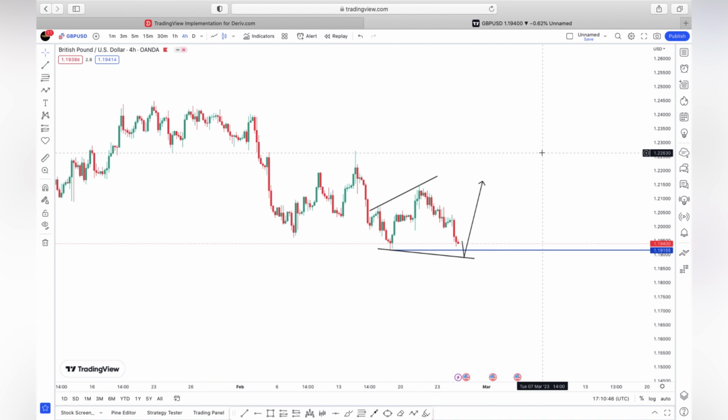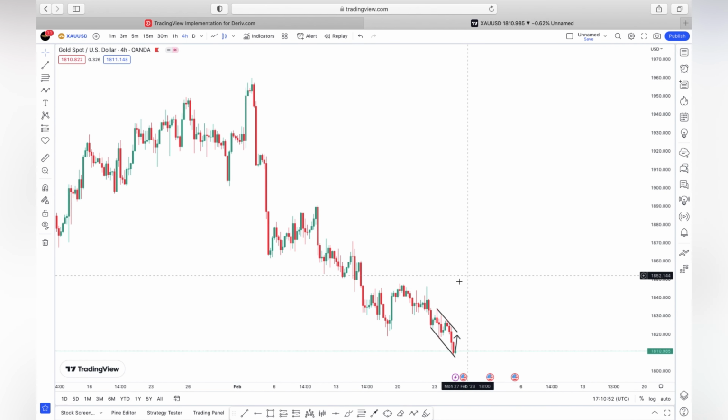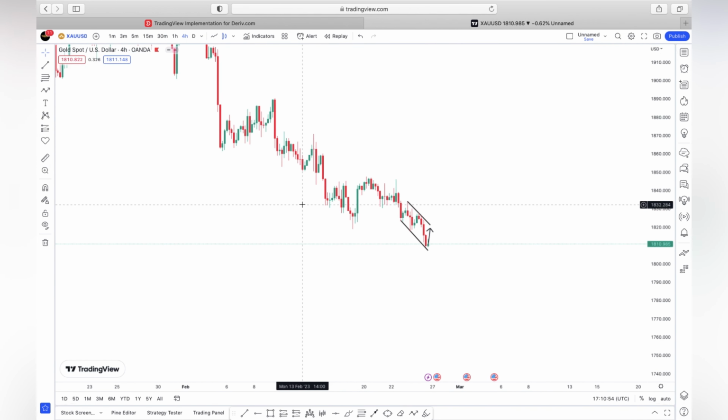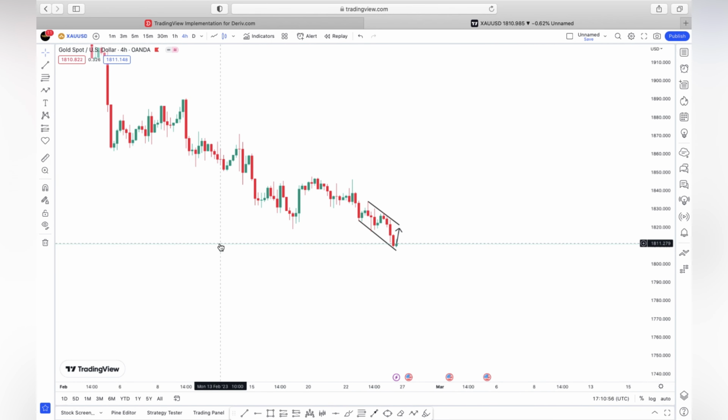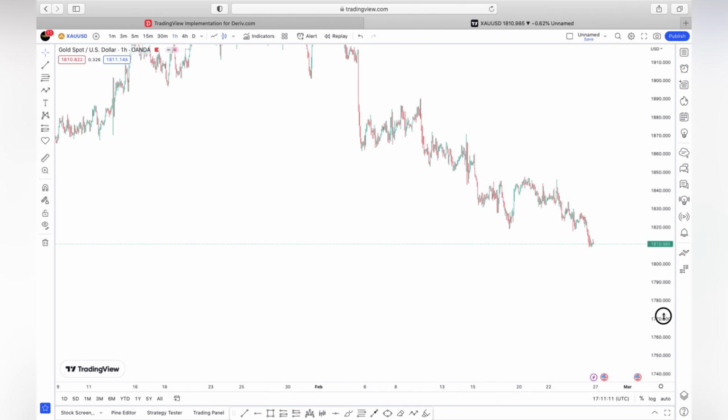Think about it. So the next pair on our list is what? We have gold. Right? Let's go to gold. I think I did analysis with my student yesterday, and we still have it on the chart. I think we were on the 1 hour. Yeah, we're on the 1 hour. So let's go to the 1 hour, and then I'll explain this analysis for gold.